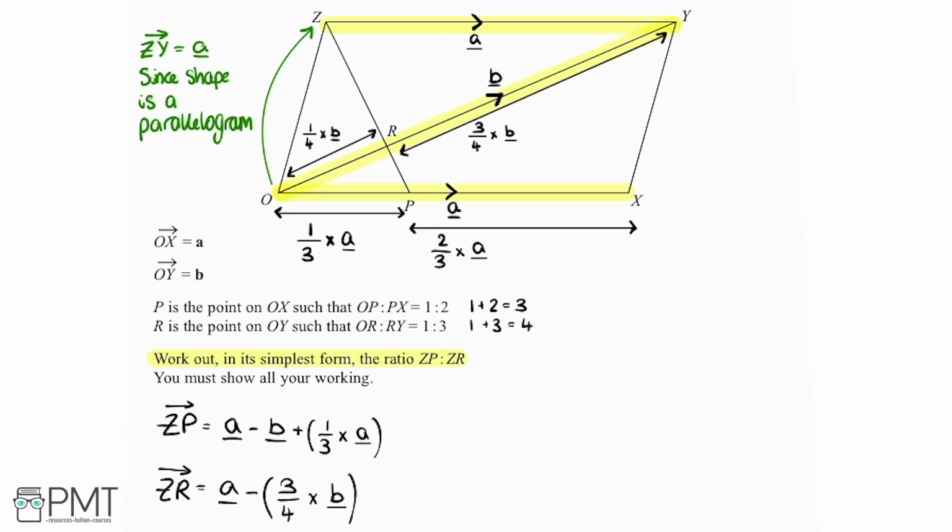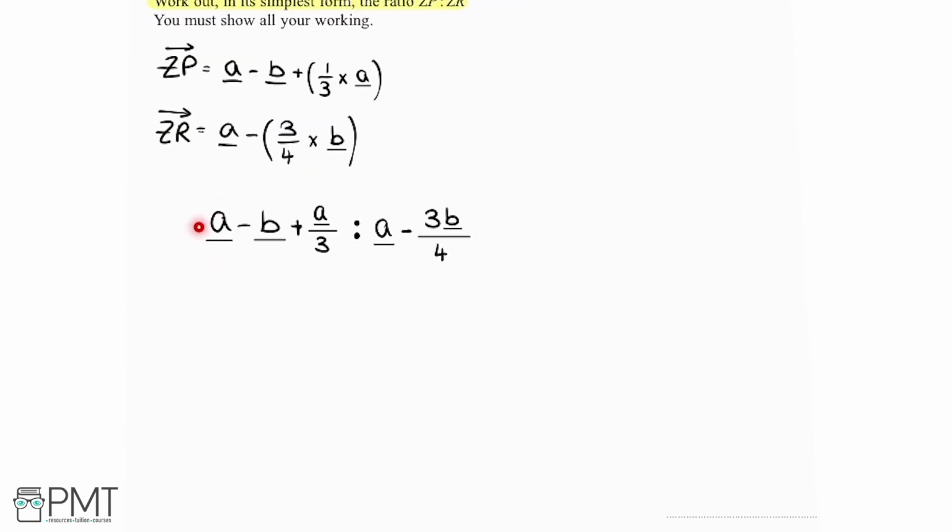Let's write these in ratio form, giving us this ratio here. Just to make it a bit simpler, when we've got a third multiplied by the vector A, I've written it like this, and 3 over 4 multiplied by the vector B, I've written it like this. But it means the exact same thing.